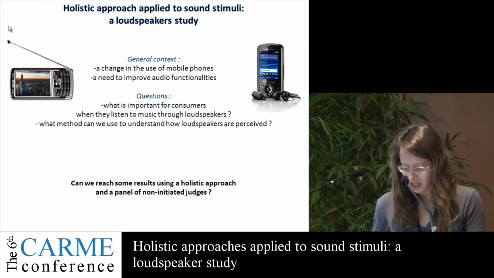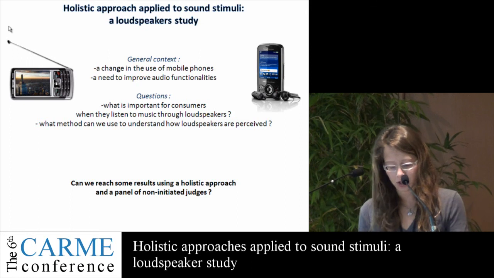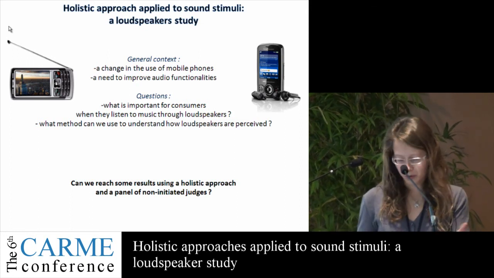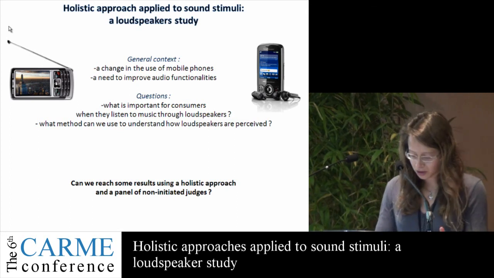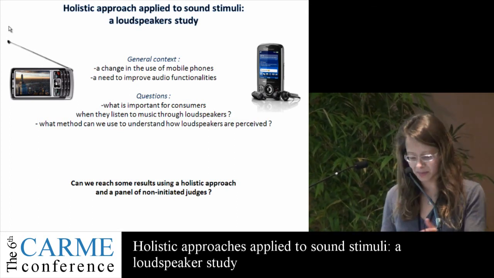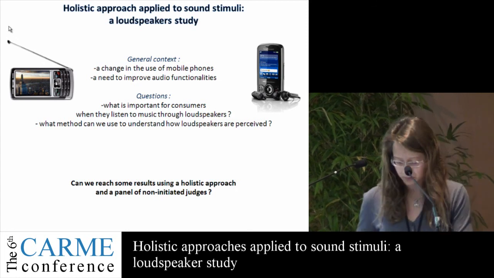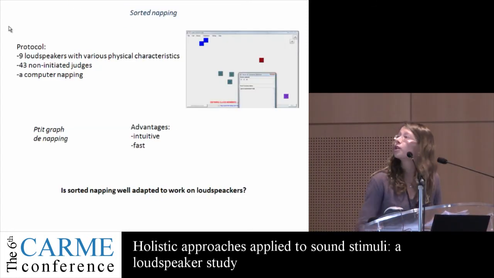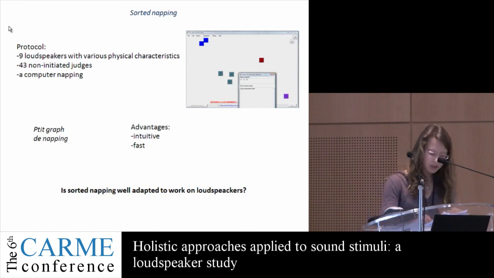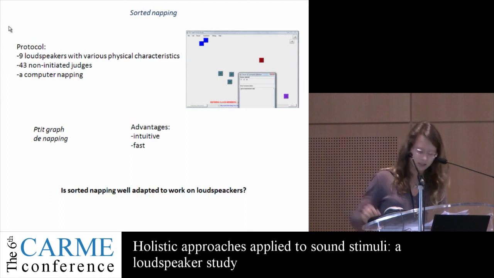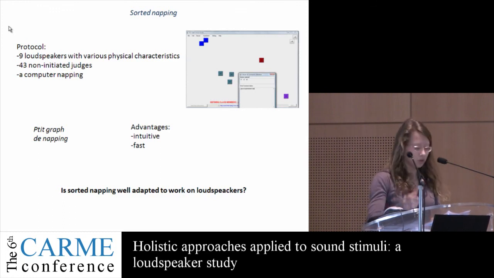So, the sorted mapping. Our problematic is to know if we can reach some results with special products such as loudspeakers, using a holistic approach on a panel of non-initiated judges. To do that, we use software. Judges can listen to music and place them on the screen, which represents the map, and can characterize the groups they formed with words. If you want more details on our results, you can see our poster.